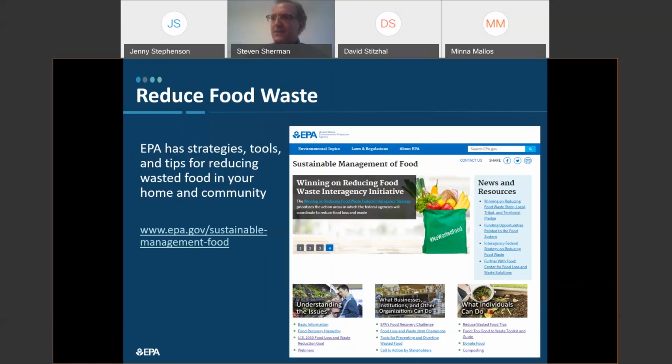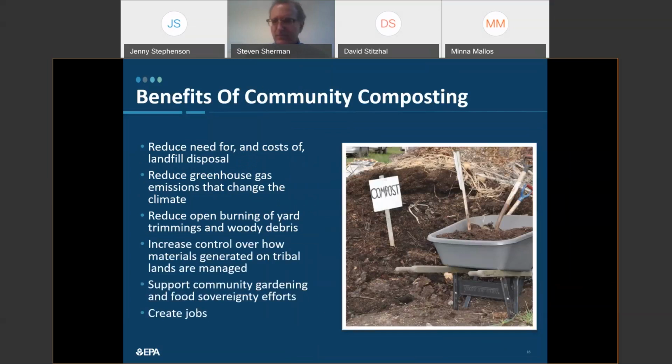So moving into the benefits of community composting. Let's look at the benefits of community composting. There are many. I've listed merely some of them, and not necessarily in the order of priority that you would have.